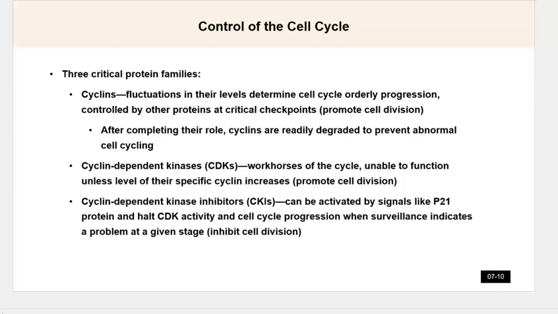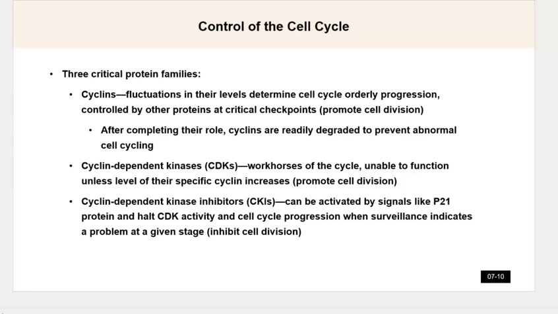The CDKs, the cyclin-dependent kinases, these are considered the workhorses of the cycle. They're unable to function unless the level of their specific cyclin increases. The cyclin-dependent kinase inhibitors can be activated by signals like the p21 protein and halt CDK activity and cell cycle progression when surveillance indicates that we have a problem. So all of these different proteins are working together.